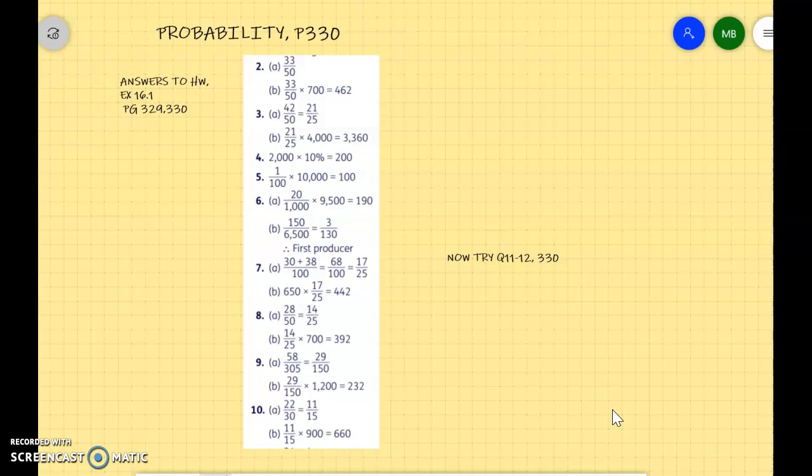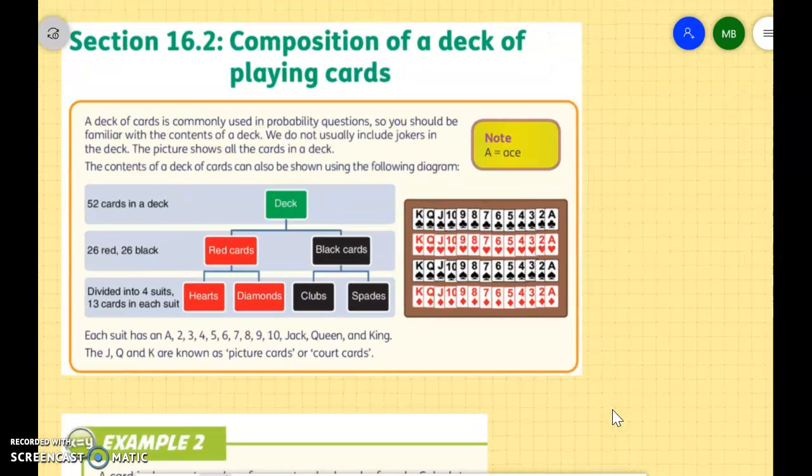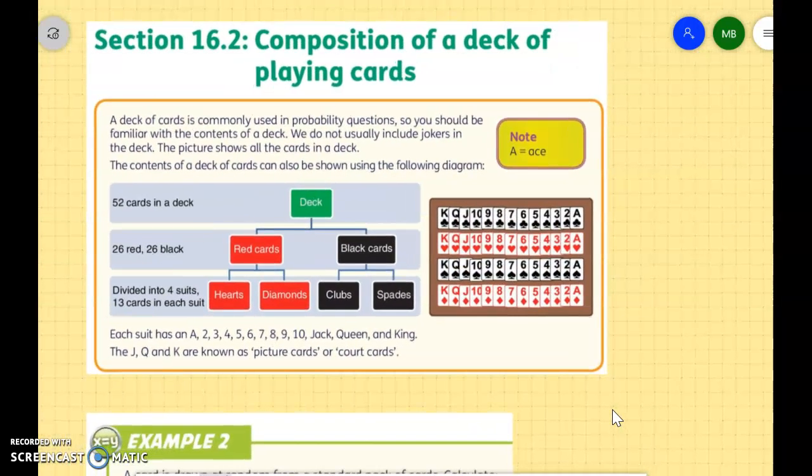Okay, so today we're going to look at the composition of a set of cards. For those of you who are not familiar with cards, there's 52 cards in a full deck. You can divide them up into four different suits. You have hearts, diamonds, clubs, and spades. Within each suit, you have king, queen, jack, a 10, 9, 8, 7, 6, 5, 4, 3, 2, and an ace. So A stands for ace. So there's 52 cards in a deck.